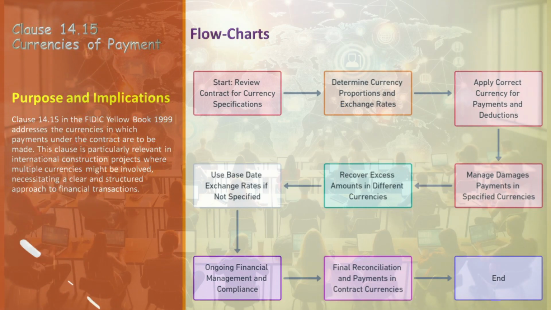If the contract doesn't specify exchange rates, revert to the rates prevailing on the base date as determined by the country's central bank. Continuously manage the financial aspects in compliance with the contract's currency requirements. This includes regular monitoring and adjustments as needed. Conduct the final reconciliation and ensure that all payments are made in the contract currencies. This final step is crucial for a clean and compliant financial closure. The process concludes once all financial transactions are completed in accordance with the contract's currency specifications.